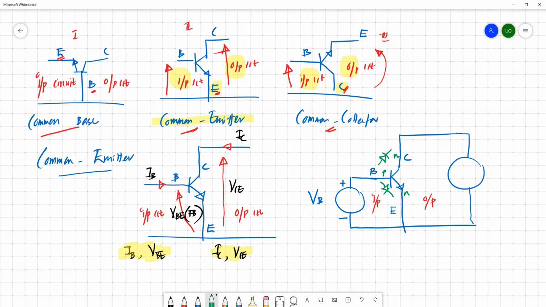So then we need to make this base collector junction reverse biased, not this collector emitter junction. You need to make the base collector junction reverse biased, but you can connect a source to this collector emitter circuit. How do you make it reverse biased? This is the negative terminal of the diode. So if you connect the positive terminal to it, then ideally this diode should be reverse biased if you apply a positive voltage to the base.